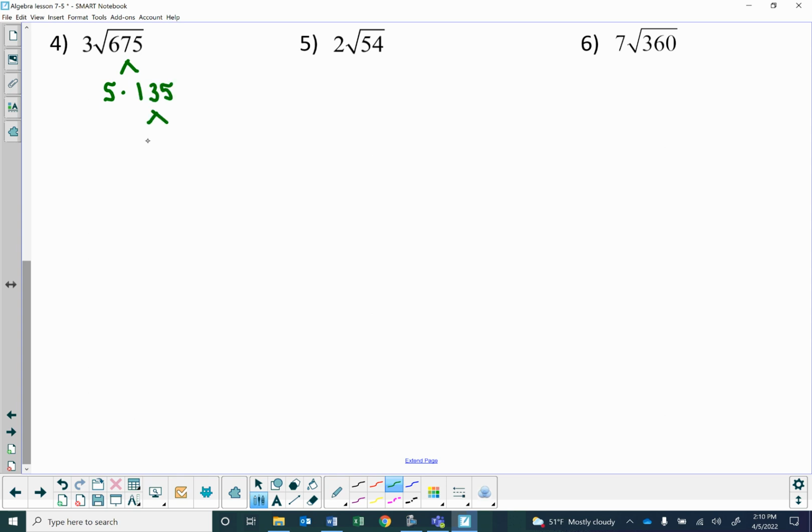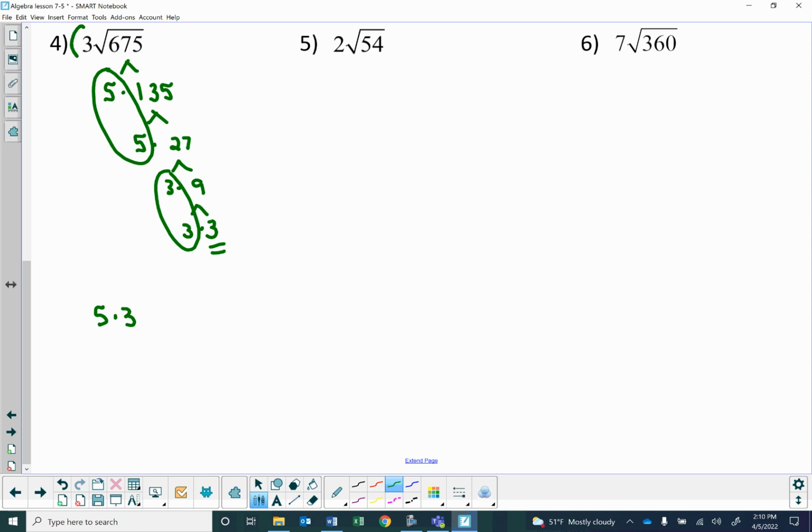135 ends in a 5, so I know it's still divisible by 5, so that's going to be 5 times 27. 27 is 3 times 9, and 9 is 3 times 3. So I've broken my problem all the way down. I'm going to pair up the numbers. I can pair up a group of 2 5s here, 2 3s here. This 3 gets left underneath. So I pull out a 5. I pull out a 3. I have to multiply it by the 3 that was originally in the problem.